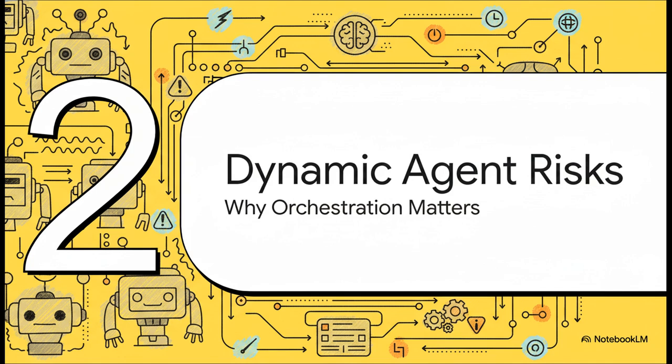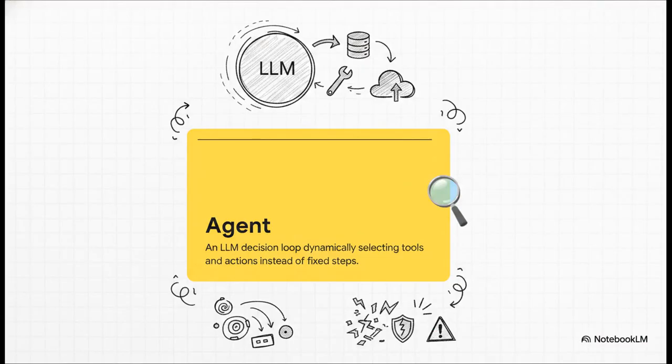Moving right along to Section 2, the risks of dynamic agents. An agent sounds incredibly cool, right? It's an LLM-driven decision loop where the model dynamically figures out actions on the fly instead of following hard-coded steps. But here's the catch. That exact same unstructured flexibility is what makes them wildly dangerous in a real production environment.